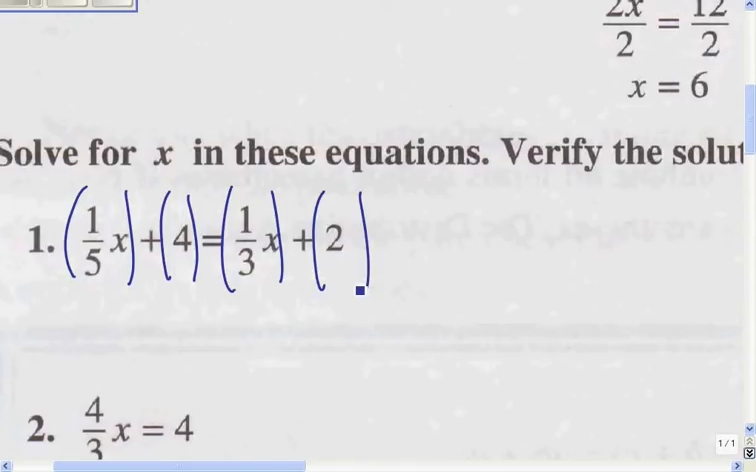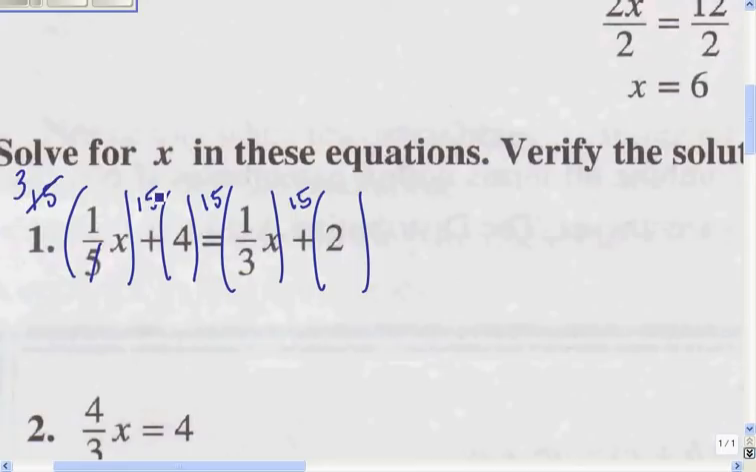the common denominator. Here the common denominator would be 15, right? Because 5 and 3 are factors of 15, so we're going to multiply everything by 15. Every term in the equation gets multiplied by 15. Alright? And then I start cross canceling. 5 goes into itself once and goes into 15 three times.